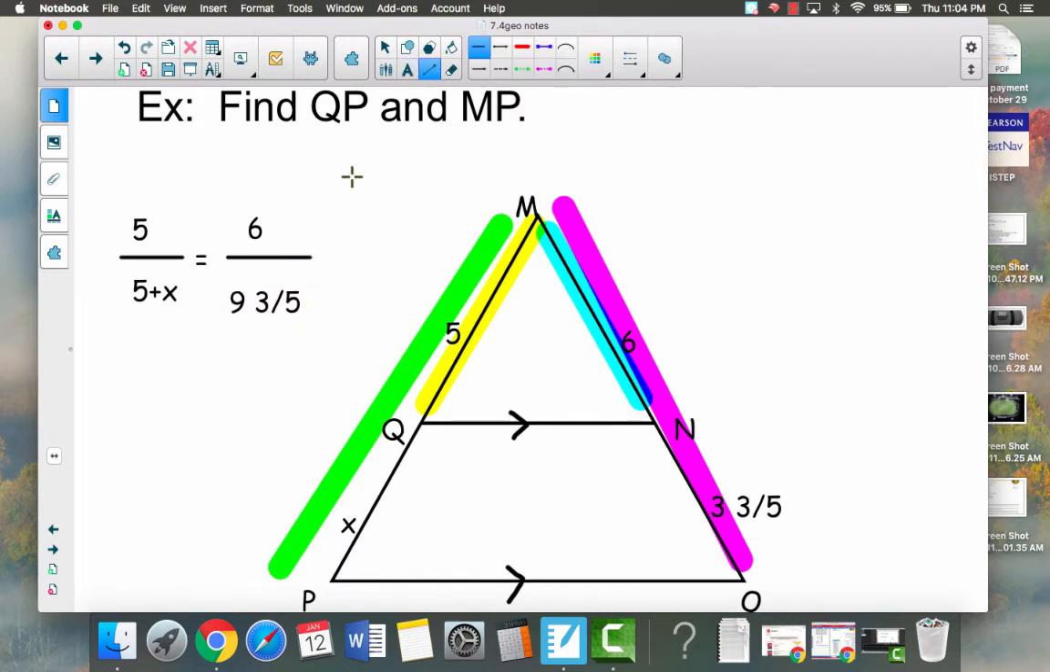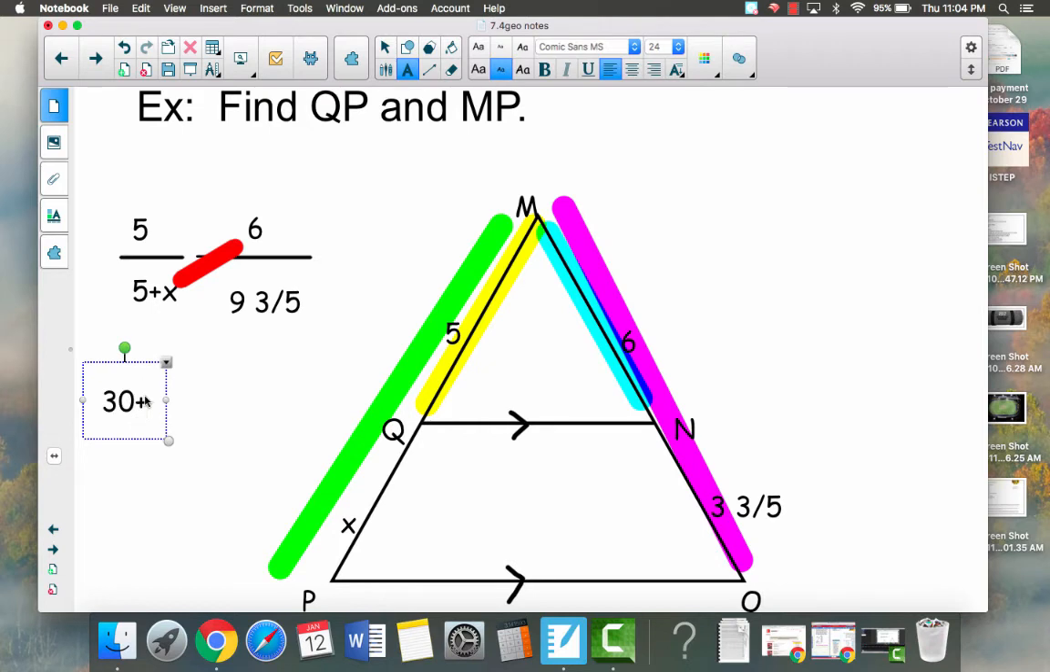So now we have this nice problem, so we can go ahead and start to cross multiply. So if I cross multiply, I'm going to do these diagonals first. So when I cross multiply, 6 times 5 is 30. And then 6 times x is just 6x. And that's going to be equal to, so now I have 9 and 3/5. If it's easier for you to type this in as a mixed number, that's okay.